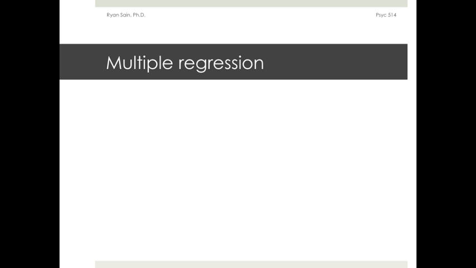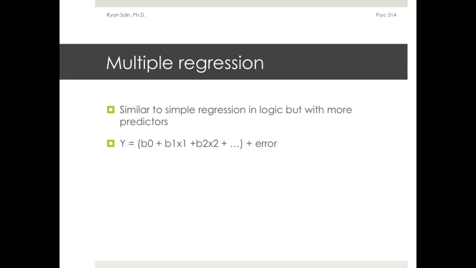All right, let's look at multiple regression. The logic is basically the same. You just have more predictors, right? So we have B0, our intercept. Now we have B1 times x1, and B2 times x2. Each of B1x1, B2x2, B3x3, B4x4, B5x5, all that stuff, each one of those is your predictor. Of course, then we're going to add in error.